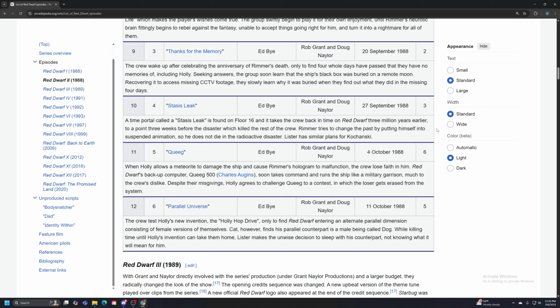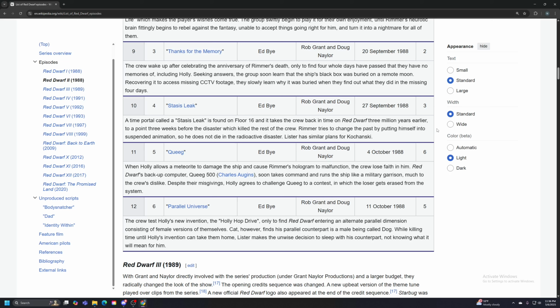Episode 5, Queeg. Aired on 4th of October 1988. When Holly allows a meteorite to damage the ship and cause Rimmer's hologram to malfunction, the crew lose faith in him. Red Dwarf's backup computer, Queeg 500, acted by Charles Oggins, soon takes command and runs the ship like a military garrison, much to the crew's dislike.